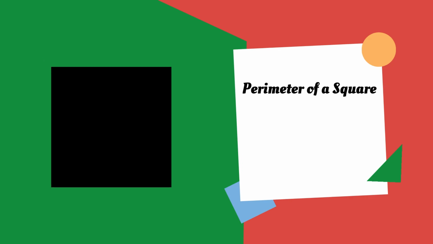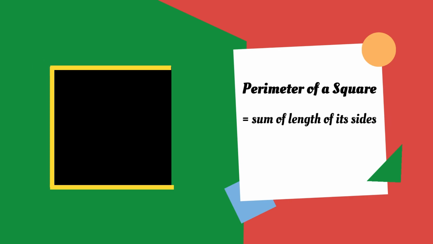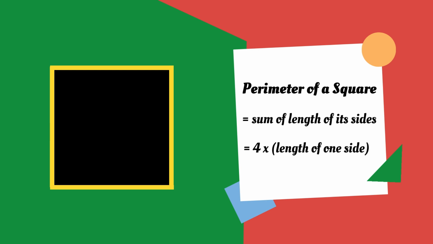The perimeter of a square is the sum of lengths of all its sides. Since all sides of a square are always equal, we can simplify this as 4 times the length of one of its sides.